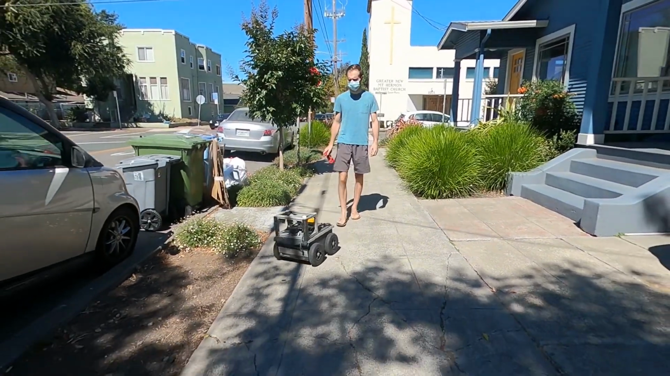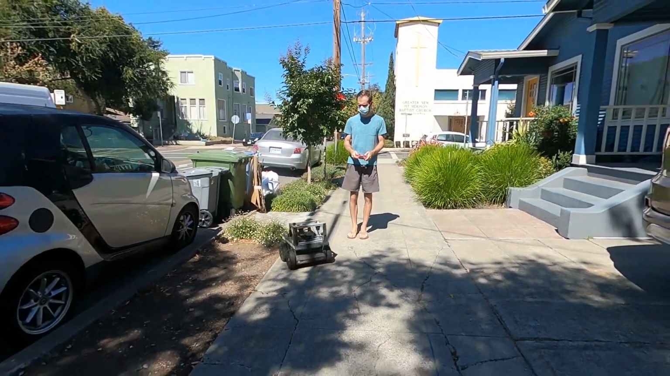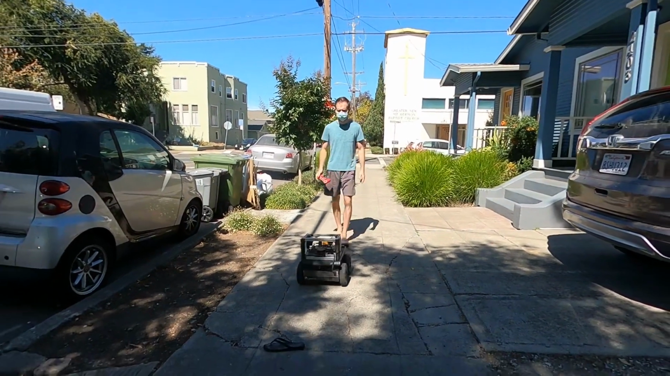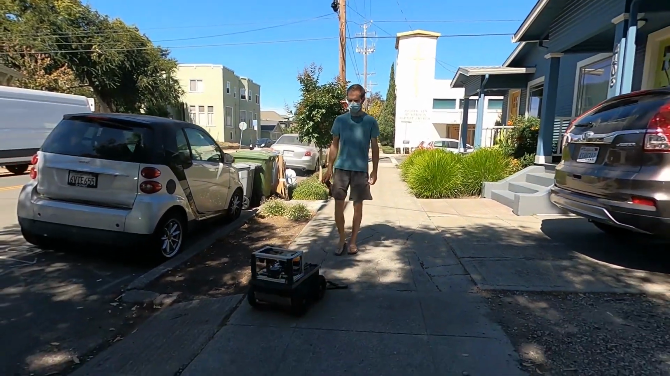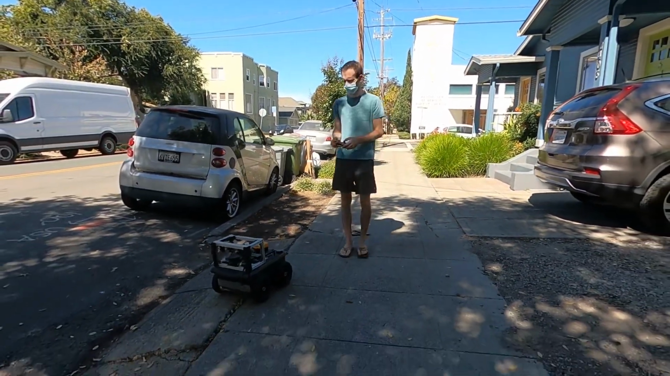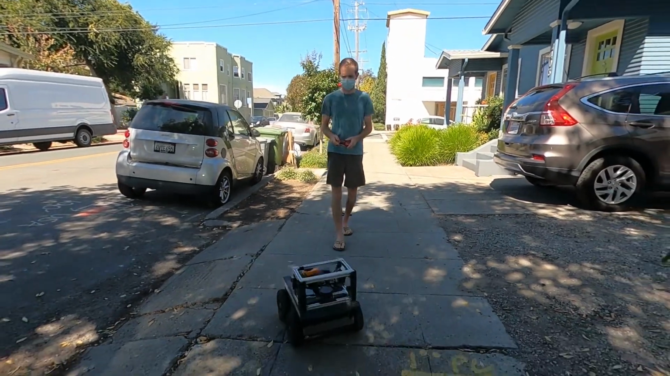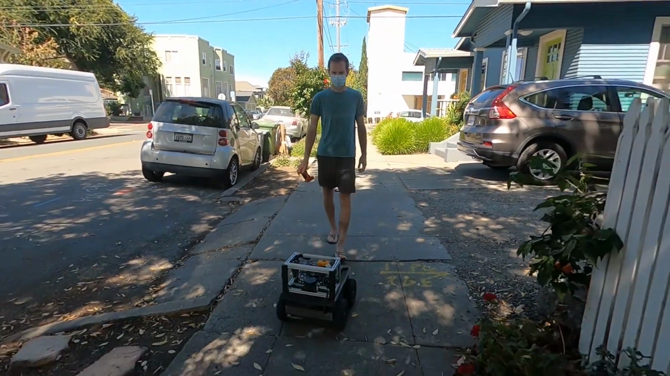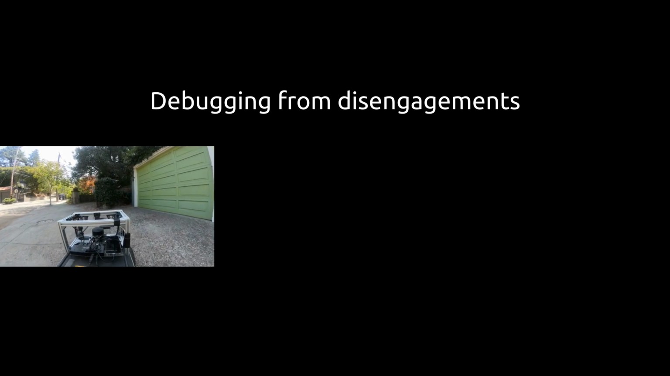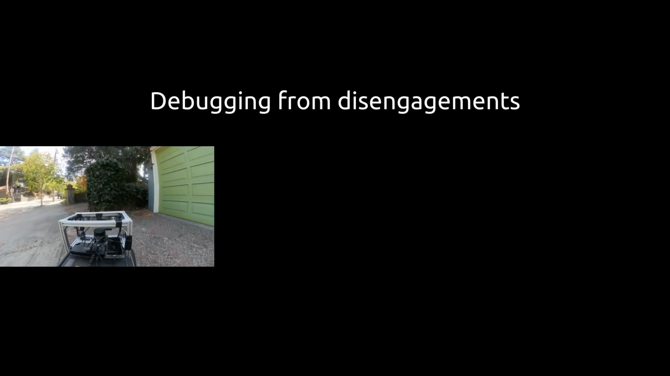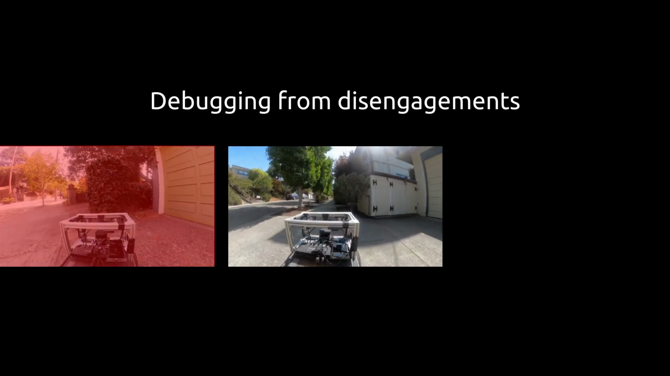Testing is a crucial part of developing autonomous mobile robot systems. Here, we see a sidewalk delivery robot being tested. A person is monitoring the robot and disengages and repositions the robot each time it fails. Typically, these failures are then used to help the autonomy developers debug the software.